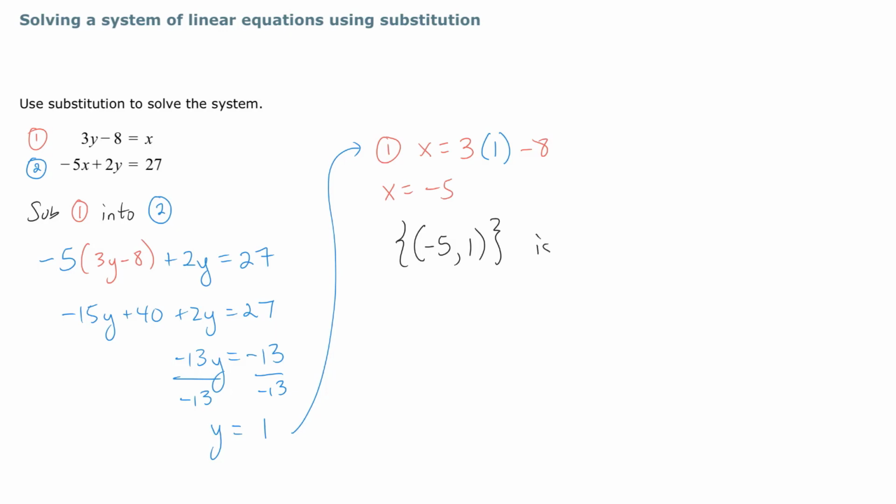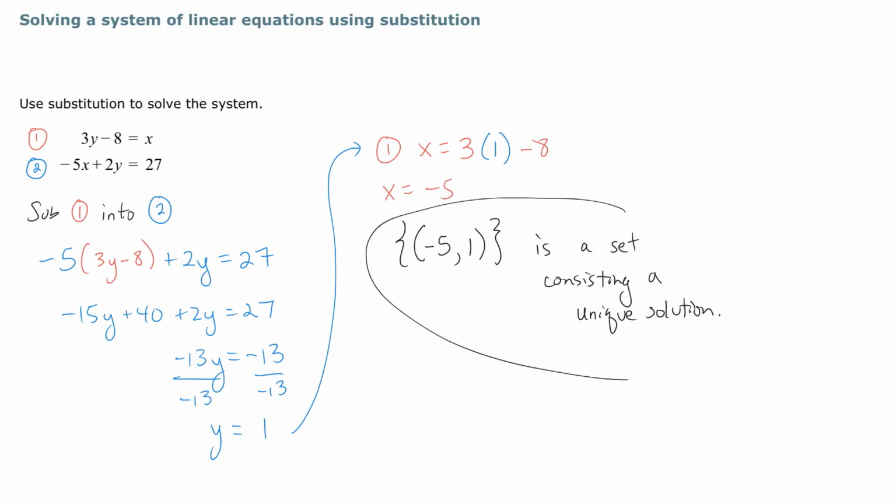So this is called a what? Is a set consisting a unique solution to the system. Consisting, meaning it consists a solution. In this case, a unique solution.